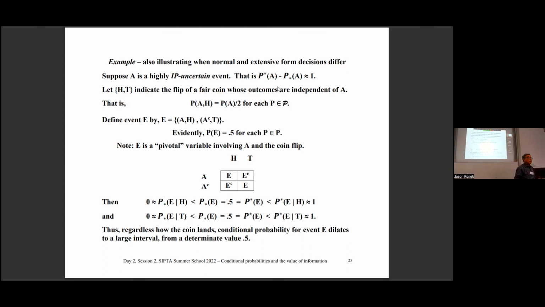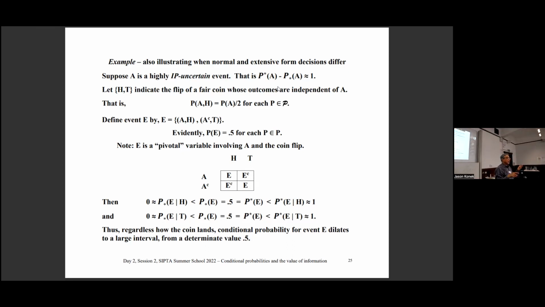Okay? These would be recognizable in statistics as what are called pivotal events. Why? Because the probability of E and E complement no longer depends on the uncertainty about A. The probability of E initially is a half. Why? It's A and heads, union, A complement and tails. The probability of A and A complement sums to 1. So it's a half times the probability of A plus a half times the probability of A complement. It's a half, regardless of the probability I assign. I can be uncertain about A, but with regard to E, E is robust with regard to that uncertainty. It's a constant probability of half.